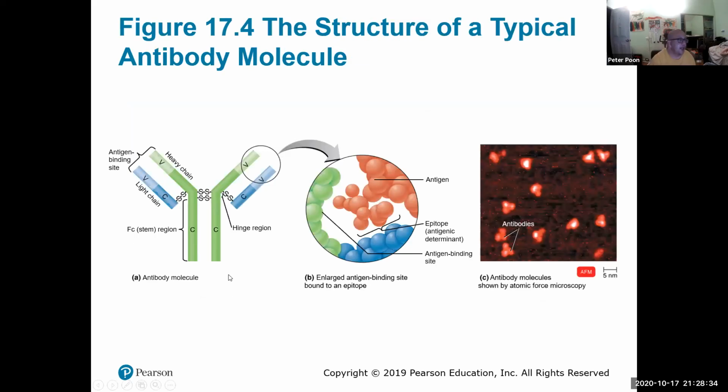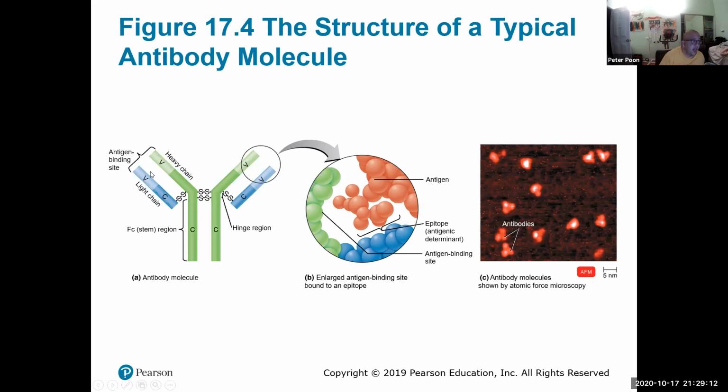So this is a typical antibody. It's an IgG antibody. About 80% of your antibodies in your blood are IgG. So this is the IgG antibody. Now let's talk about the important parts. First of all, there are 2 chains. There is a heavy chain and there's a light chain. The green is a heavy chain, the blue is a light chain. That's just based on size. The heavy chain is bigger.